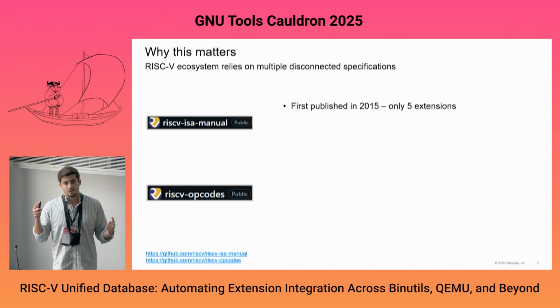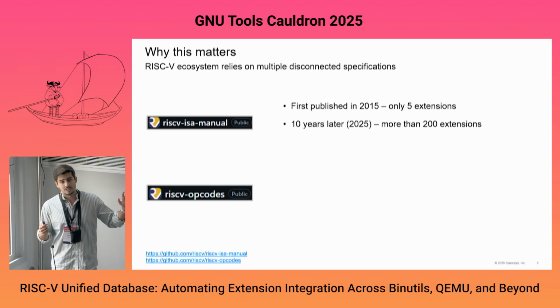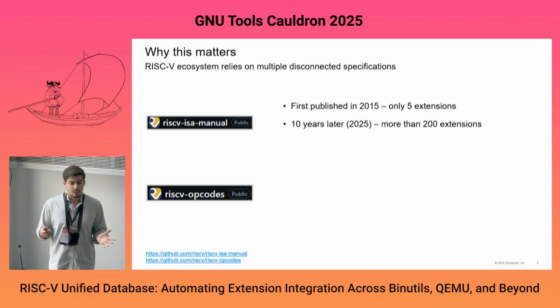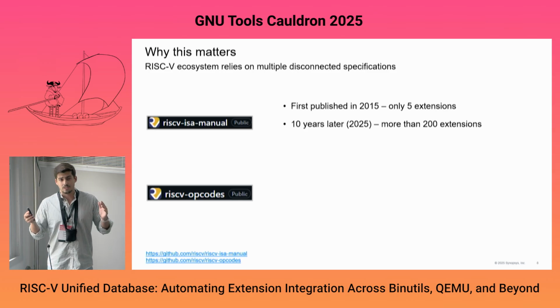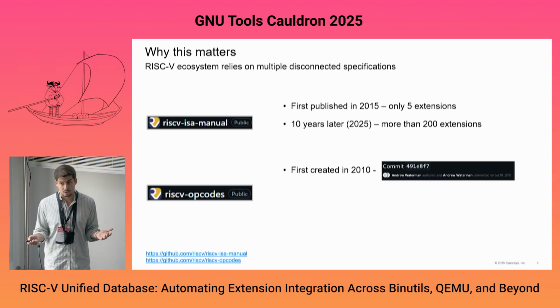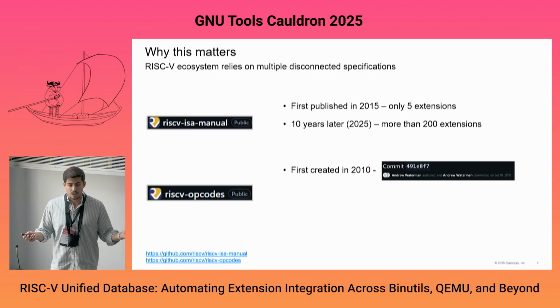And the reality is it was first published, the manual, in 2015, and it had 5 extensions. Today, it has more than 200, if you count with profiles and so on. And it really is a big difference for the same infrastructure. And RISC-V opcodes kind of around the same problem.